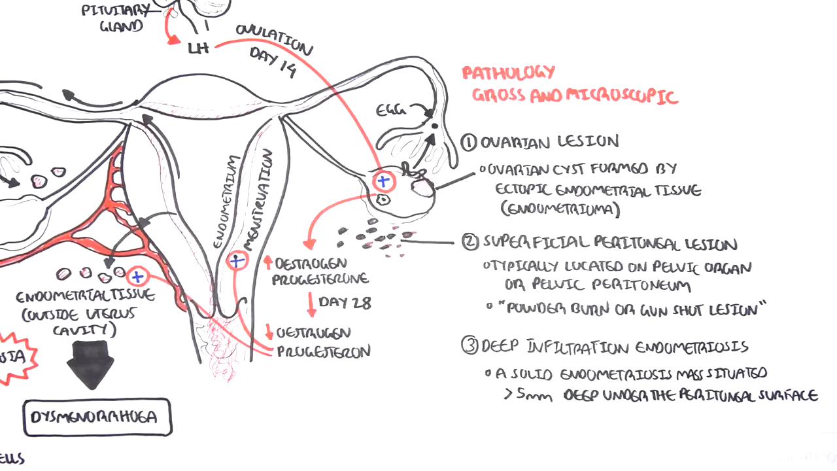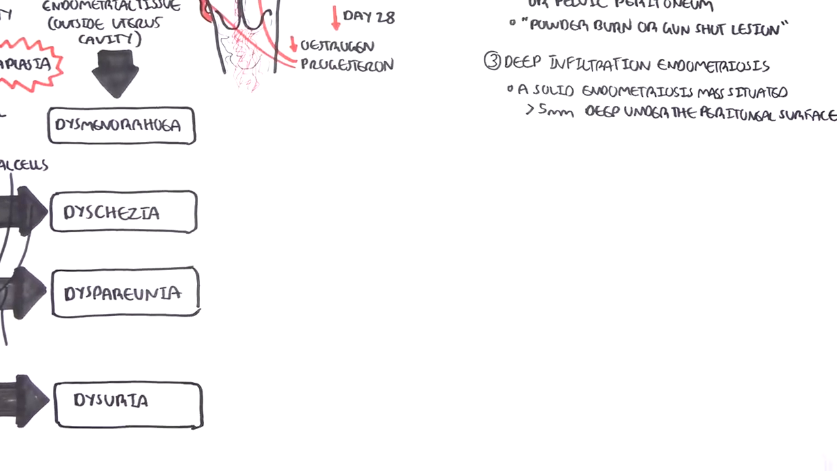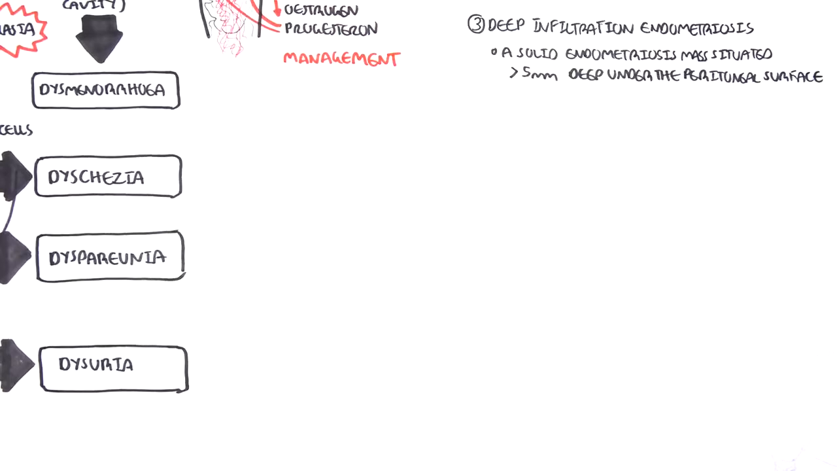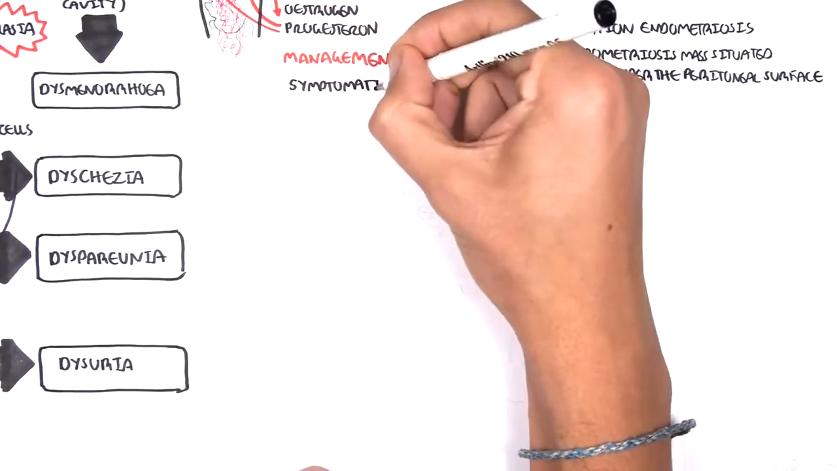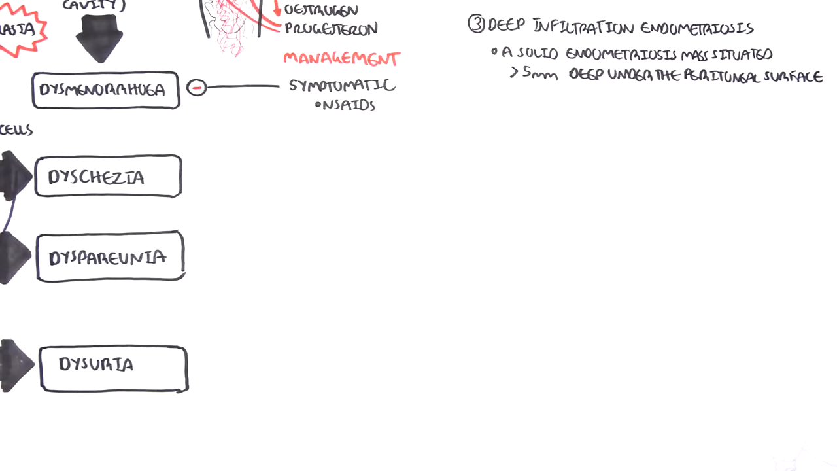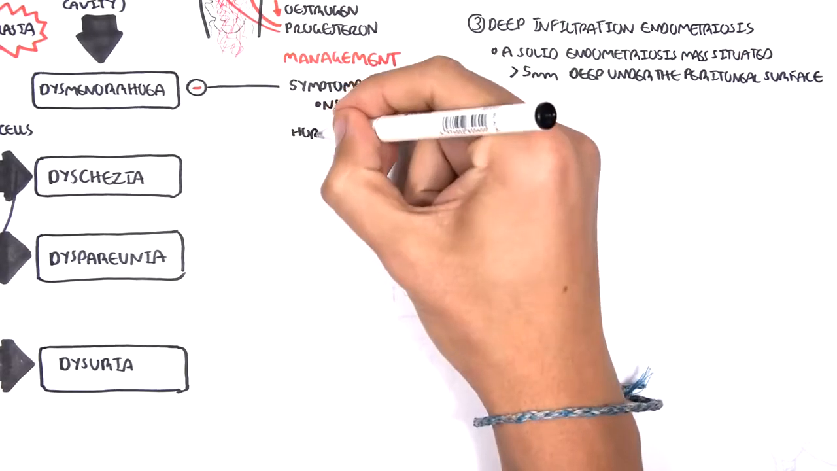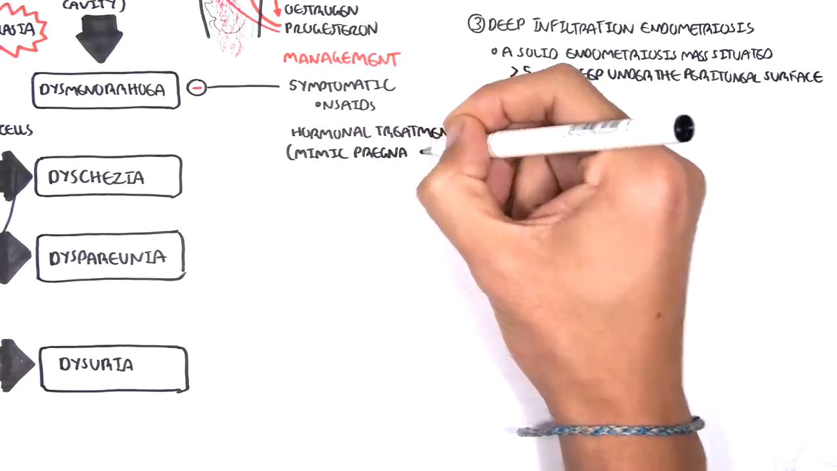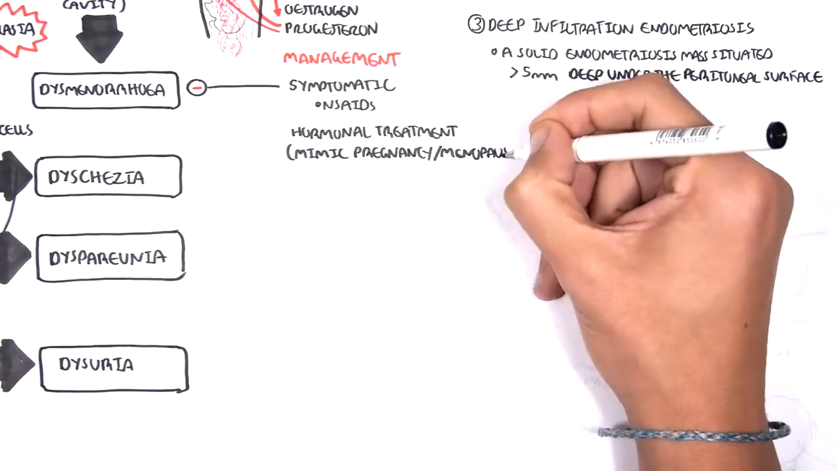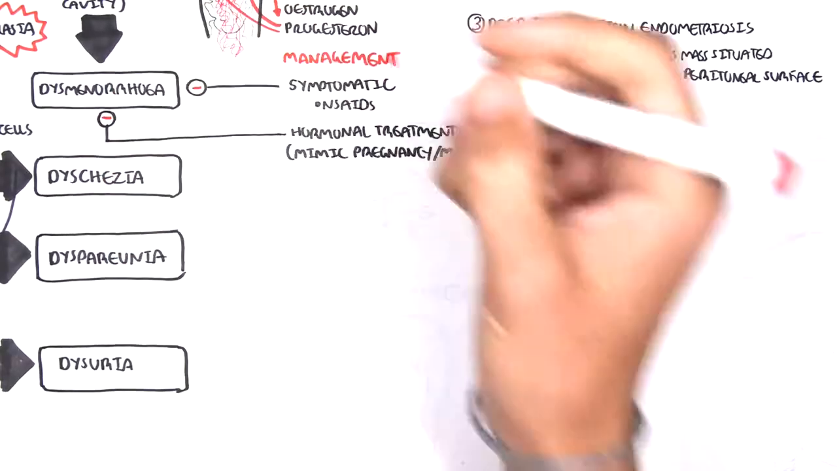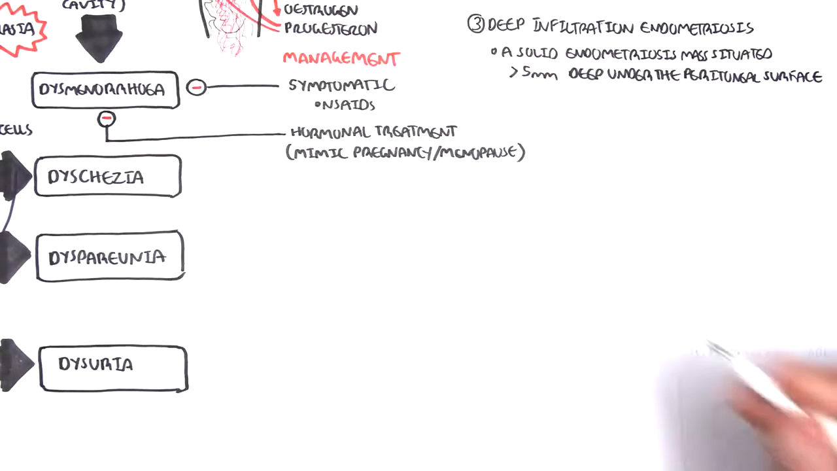Which brings us to the second last part of the video, which is management. So management includes symptomatic management, which includes non-steroidal anti-inflammatory drugs. But there's also hormonal treatment. And the hormonal treatment, the aim is essentially to mimic pregnancy, to mimic menopause, thereby preventing menstruation. And there are many hormonal treatments. Let's see how they work.